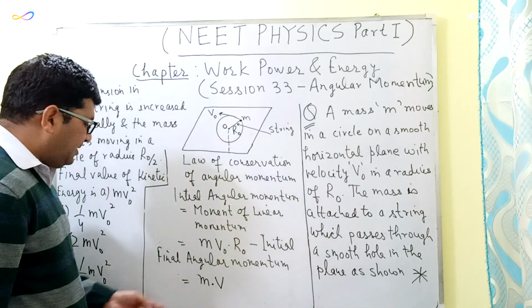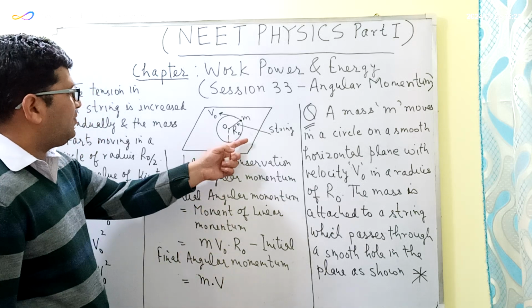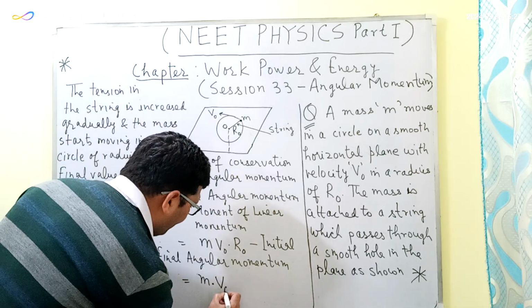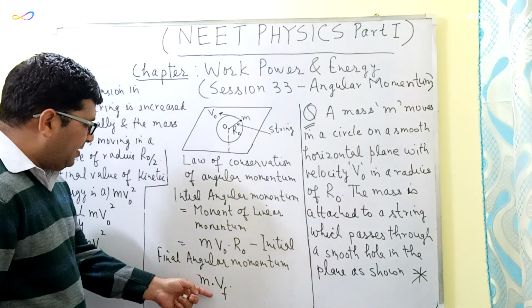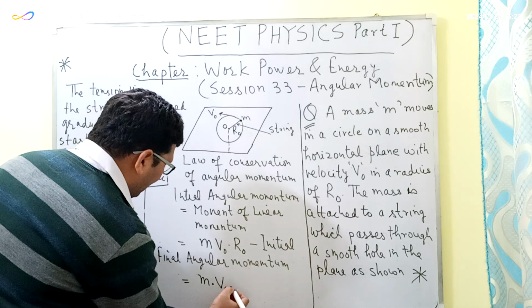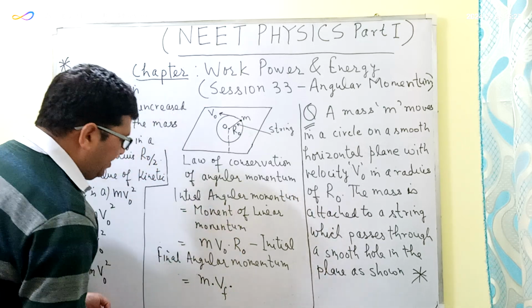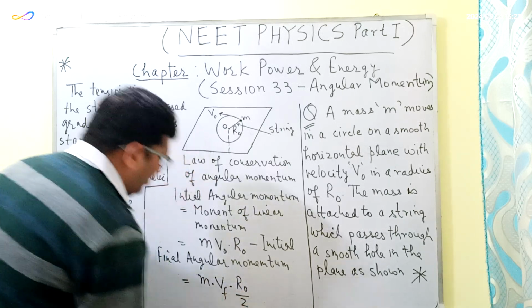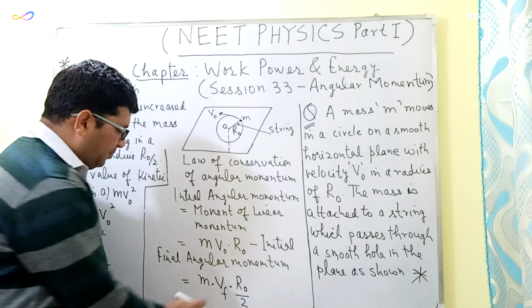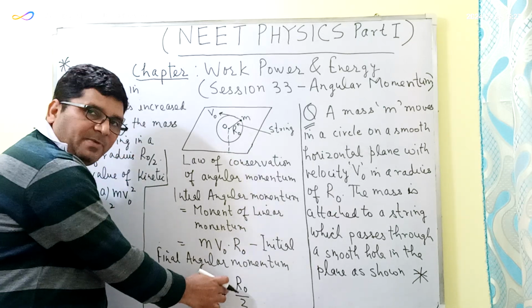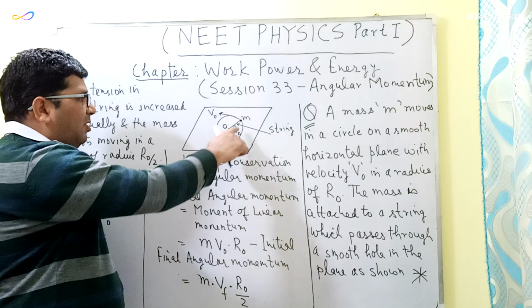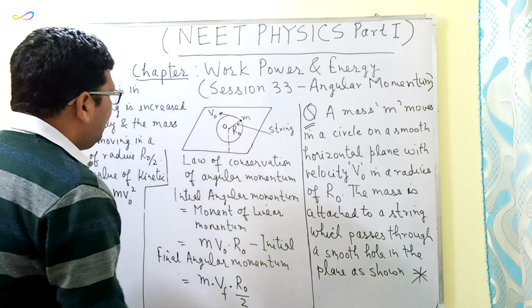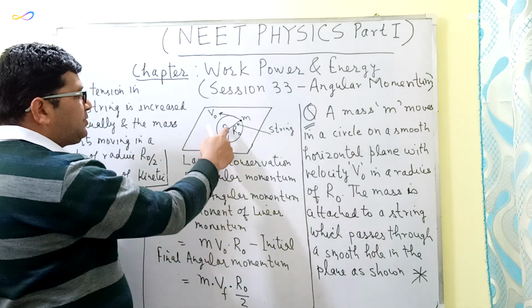Now let us consider that the velocity of this body of mass m when it is moving in the radius of r naught by 2 is vf. So the linear momentum will be equal to m into vf and the angular momentum will be the moment of the linear momentum, which will be equal to m vf into r naught divided by 2, because moment of linear momentum is the product of the linear momentum multiplied by the perpendicular distance of that object from the axis of rotation, or you can say from this point of rotation.